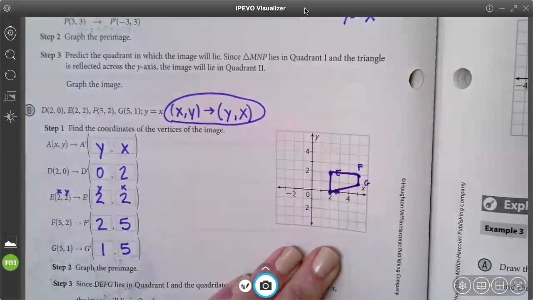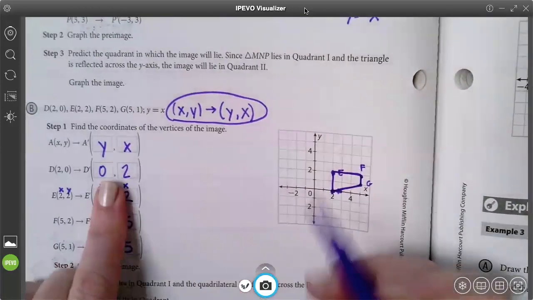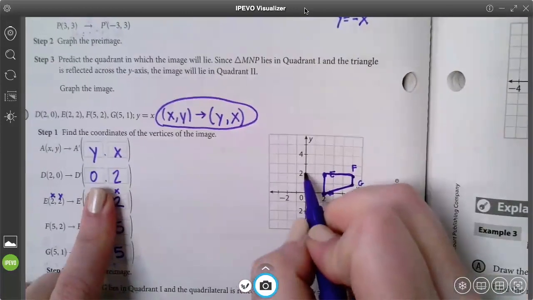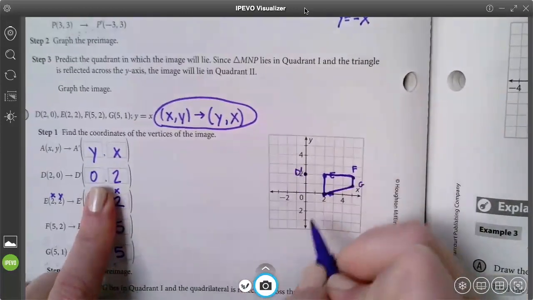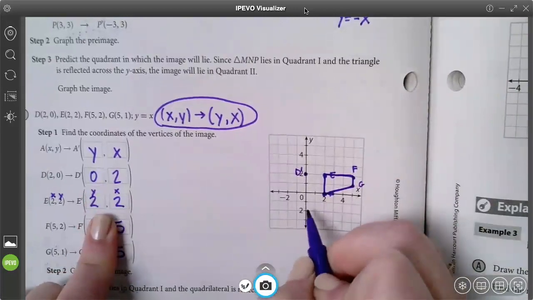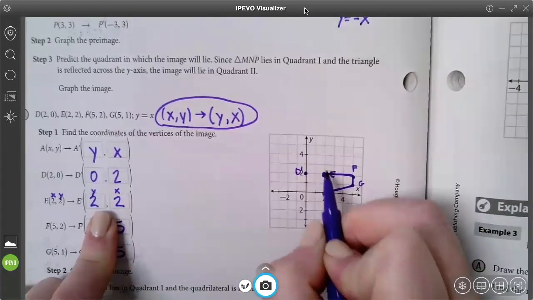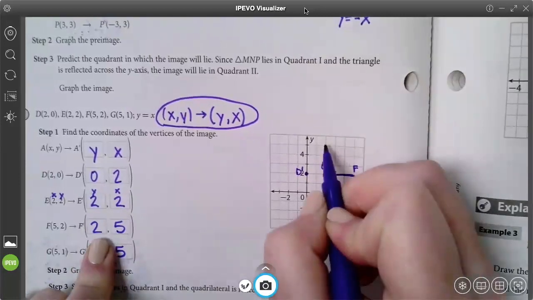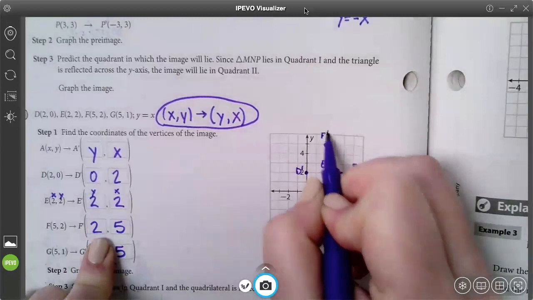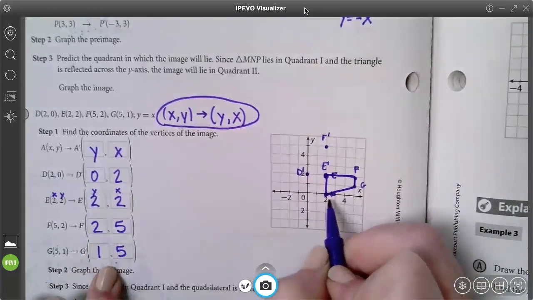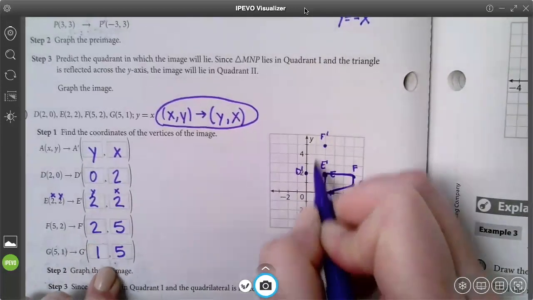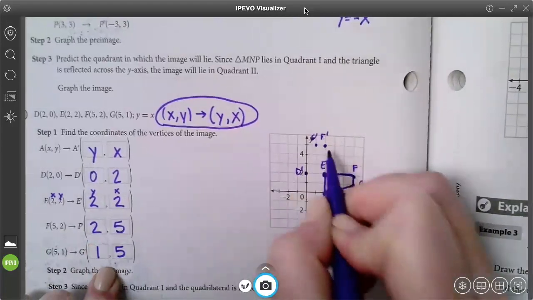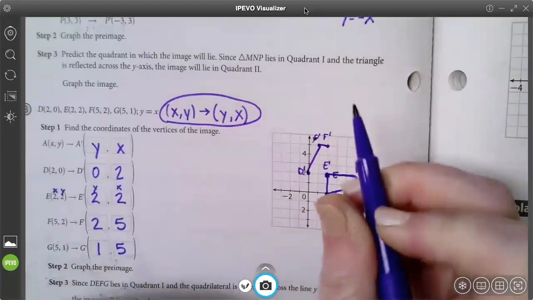Now we're going to graph our changed version. So D prime is at (0, 2). Label that. (2, 2) is another point. It's right here. This is E prime. F is at (2, 5), F prime. And G prime is at (1, 5). So we connect those.